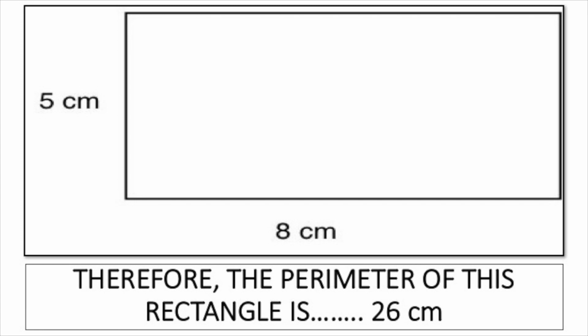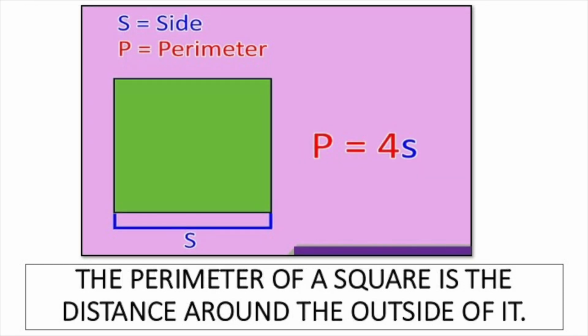Therefore, the perimeter of this rectangle is 26 centimeters. Notice with perimeter, we don't need squared. You don't need the number 2 after for perimeter, only for area. The perimeter of a square is the distance around the outside of it.